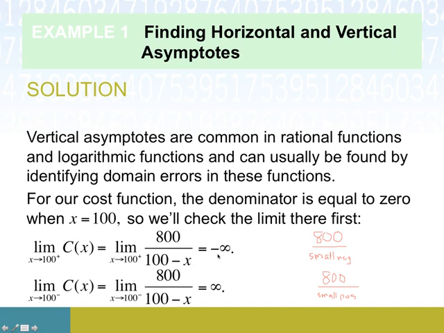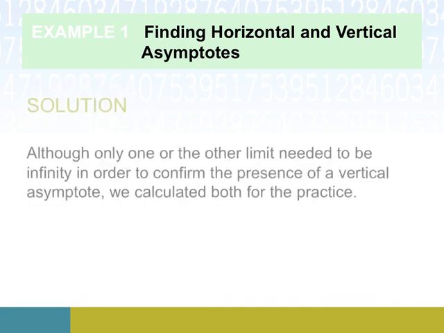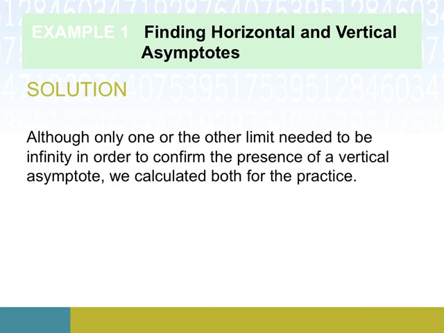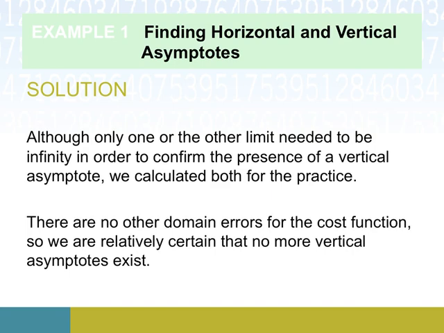So it doesn't actually matter for us to check the other side of this, but it's good practice anyway to remind ourselves how to find these limits. So we only really needed to figure out that one of these limits was infinite. We don't have any other places where the cost function is undefined. X equals 0 or x equals 100 was the only one. So we can conclude from that that there shouldn't be any other vertical asymptotes.